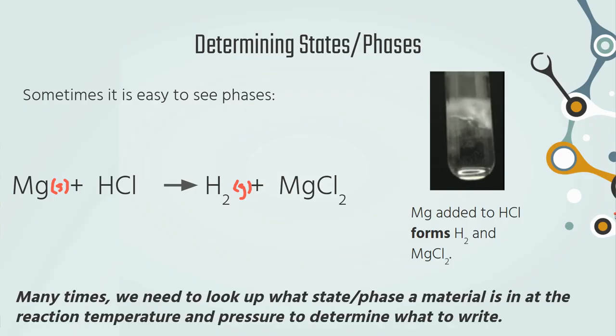Sometimes we need to look up what state or phase a material is in at the reaction temperature and pressure to determine what state and phase it actually is. We sometimes have those visual clues, but not always. In this case, the hydrochloric acid is actually our aqueous phase, it's dissolved in water, and that magnesium chloride, one of our ionic products, is also dissolved in the water at the end. These are things we oftentimes have to look up, and we can't just have clues for. And that's going to be it for this presentation on states and phases in reactions.